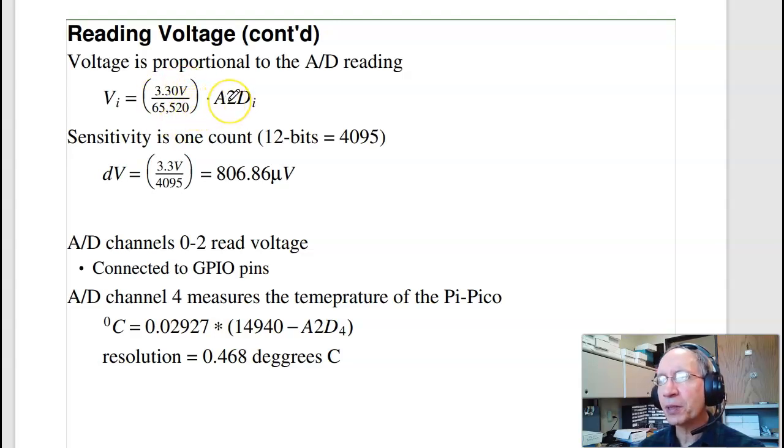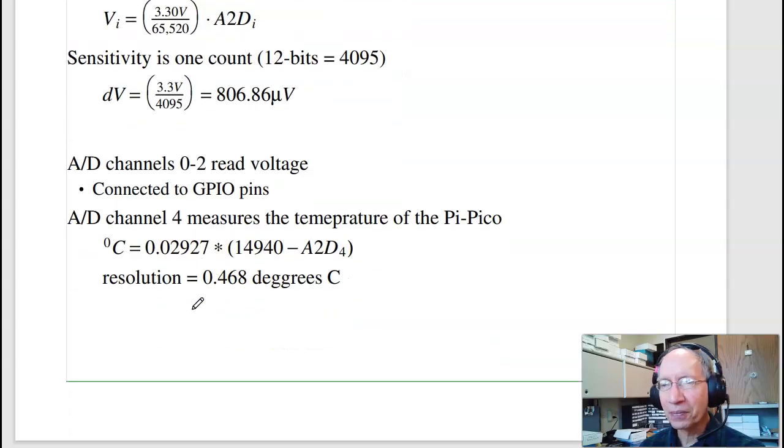And the resolution then is just this number. The A to D can change by one count. They're integers. The ratio is 0.8 millivolts. So that's the resolution on this A to D. I can read voltage to 0.8 millivolts. That's for channels 0 through 2. Channel 4 actually reads temperature. And the conversion from A to D reading to temperature is this. That's from the data sheets. So we can also tell you the temperature of your Pi Pico, if you care.